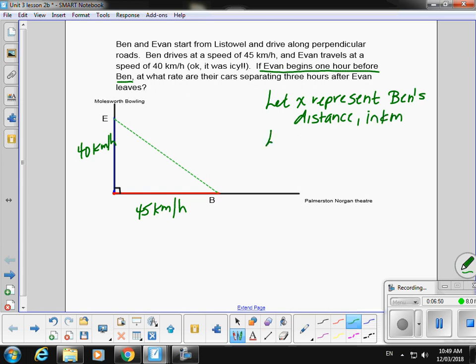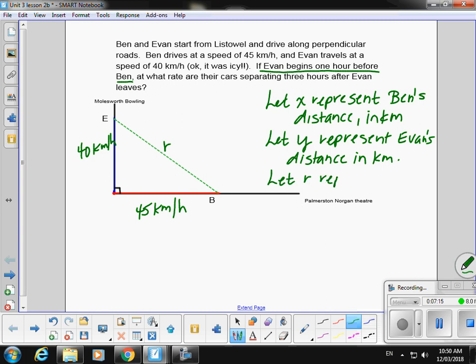Okay, I'm going to let y represent Evan's distance in kilometers. And I'm going to let r represent the distance between them. So that gets me started, and then I am going to write down what it is that I know.